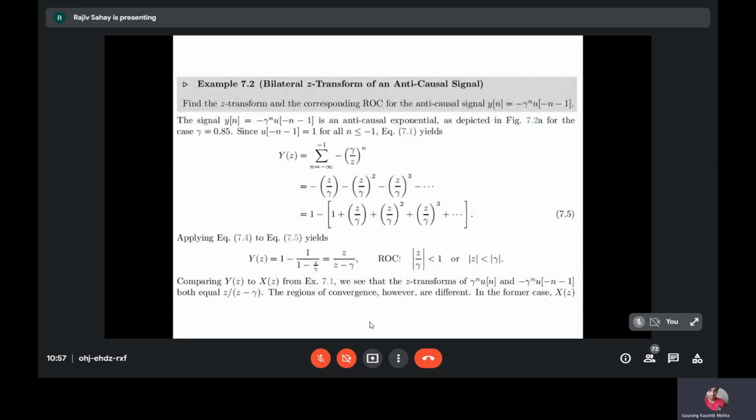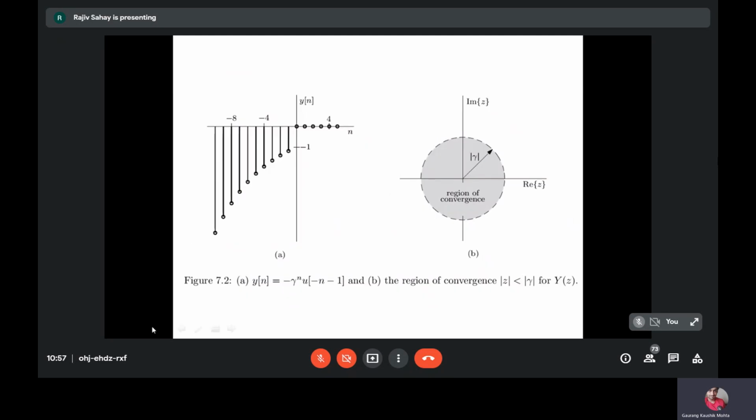Okay, so let us come to an anti-causal signal. The anti-causal signal is a left-handed sequence, again minus gamma to the power n u of minus n minus 1. How does it look? It looks like this, starting from minus 1. So u of minus n means a left-handed unit step sequence, and it is starting from u of minus n minus 1.